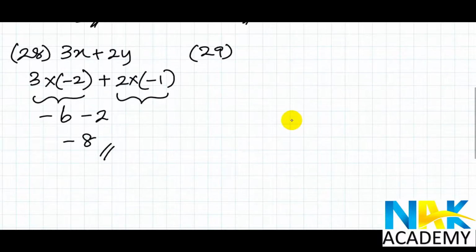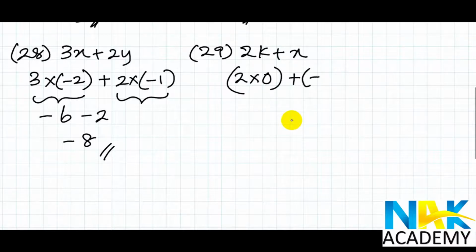And question number 29 is 2k plus x. So 2k, the value given for k is 0, so 2 multiplied by 0 plus x, and x is -2, so I write it again within brackets. So here you get 0, and here plus into minus is -2, so 0 minus 2 is equal to -2.